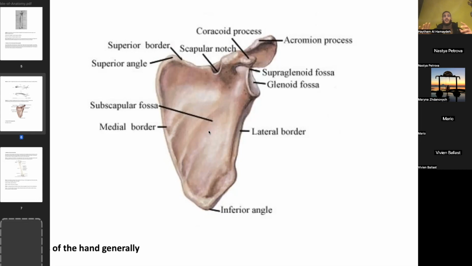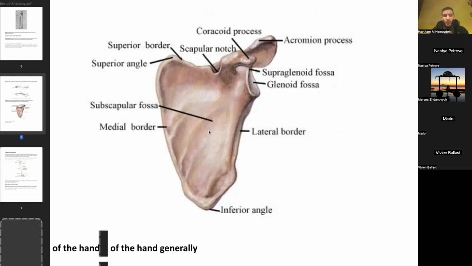Again, the pectoral girdle, or what was it called? Yes, pectoral girdle, shoulder girdle. Yes, shoulder girdle is also called the pectoral girdle. Its main function is to hold the upper limb and connect it to the axial skeleton. The shoulder girdle or the pectoral girdle is made up of two separate bones.